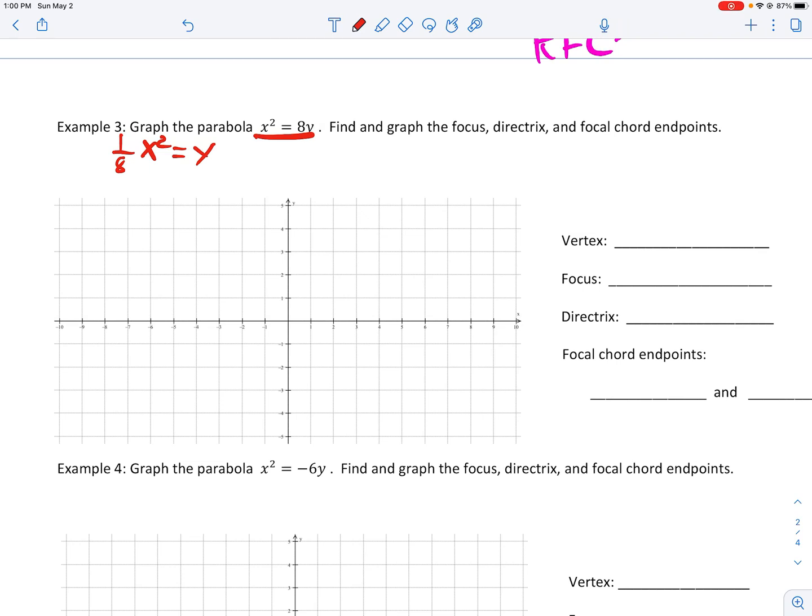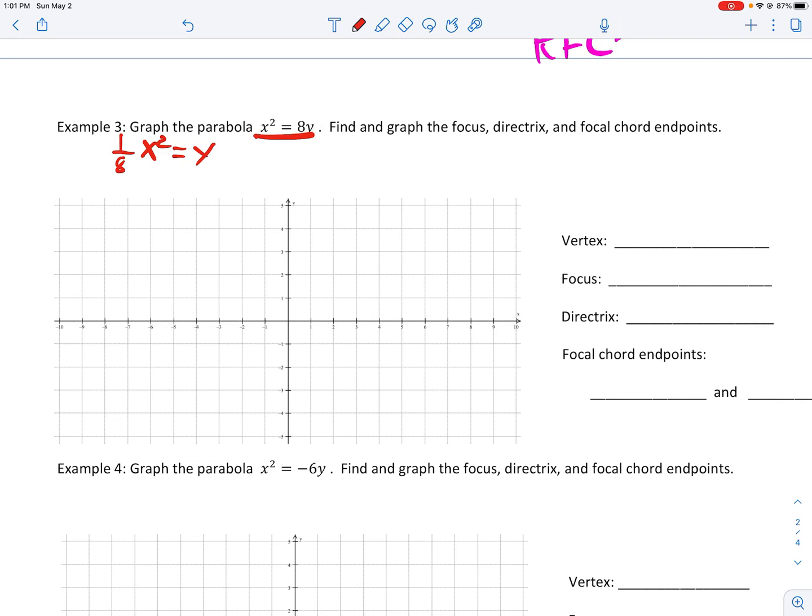Some of you are thinking, well, what about our pattern? You know, over 1 up a, over 1 up 3a. Well, a is 1/8. So you go over 1 up 1/8, over 1 up 3/8, over 1 up 5/8, over 1 up 7/8. You're not going to get whole numbers, so it's going to be very challenging.